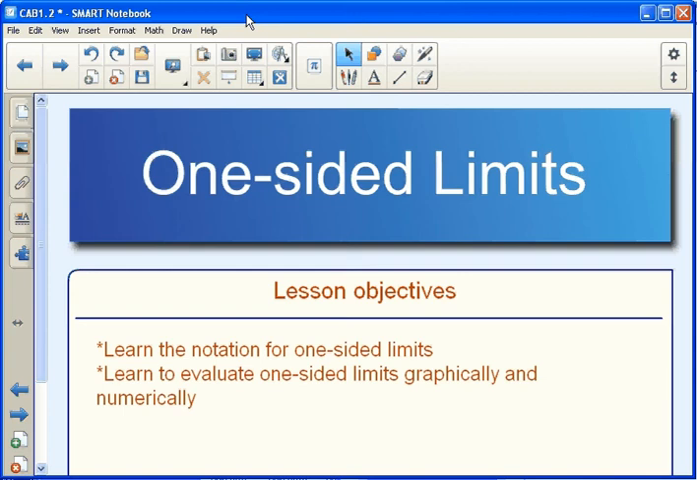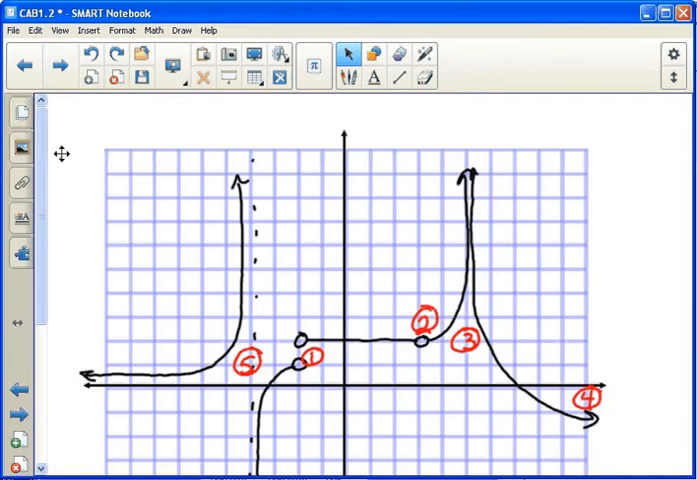So we're first going to learn the notation for one-sided limits, and then we're going to learn to evaluate one-sided limits graphically and numerically. We'll talk about what those words mean when we get there. But first, I actually want to give you a little idea about why limits are important.